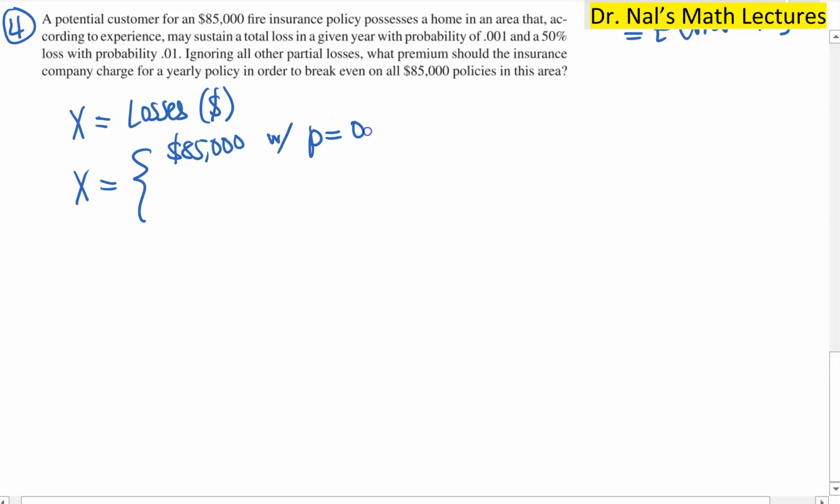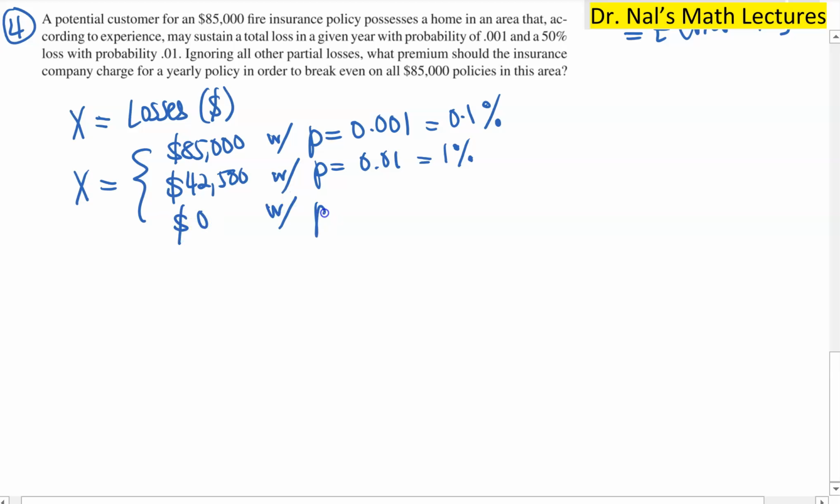With very unlikely probability, right? The probability of this happening is very, very unlikely, just 0.1%, a very, very low percentage. Or we will lose half of the property, so it will cost the insurance company half of $85,000. This one will happen with a slightly higher probability, 0.01 chance, which is basically a 1% chance. And pretty much everything else, there's no loss for the company. So this is a tiny bit less than 99%, right? 98.9% chance the loss for the insurance company will be 0.